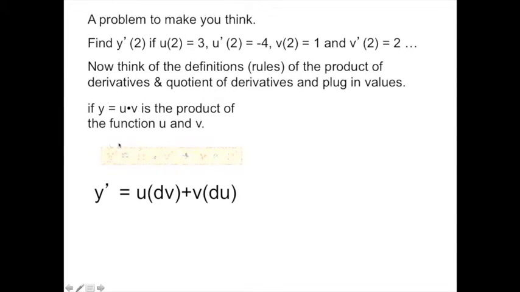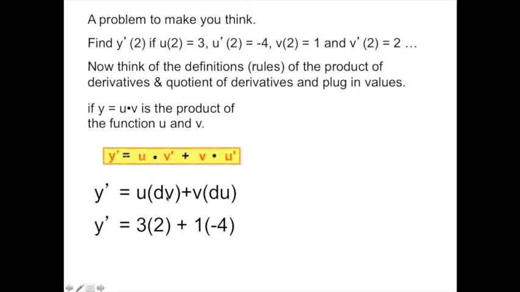And we've written that in previous lessons like that, uv prime plus vu prime. So we're going to go ahead then, we have all these values up here, so we're going to go ahead and plug those in. If we look at this, the value of function u is 3. So we put the 3 in there.